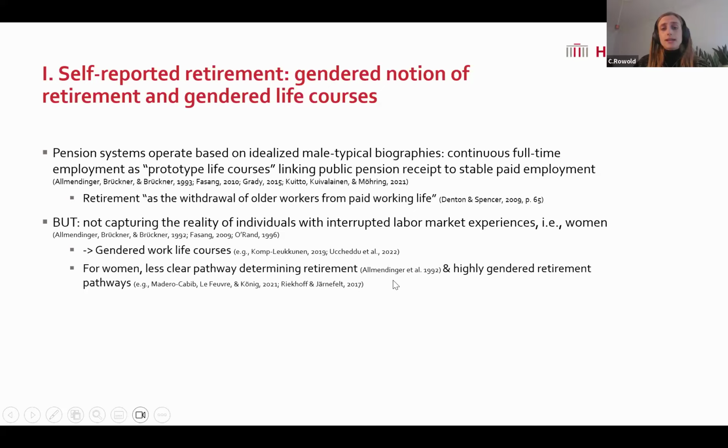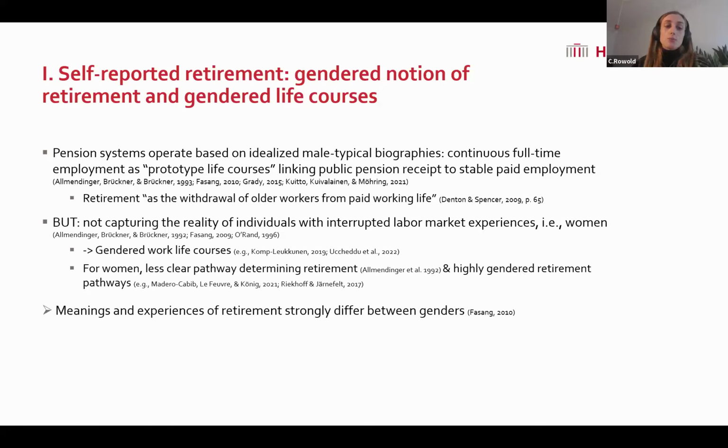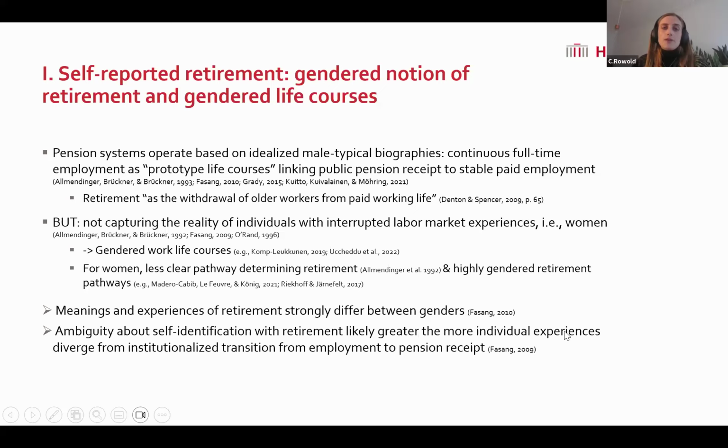Also, literature has already highlighted in the early 90s that for women there's a less clear pathway towards retirement, and more recent literature shows that the retirement pathway, so basically how individuals enter retirement, is highly gendered as well. So some conclusions from this: meanings and experiences of retirement are strongly gendered, and therefore ambiguity about self-identifying with retirement is likely greater the more individuals' experiences diverge from this idealized male typical biography of continuous full-time employment.